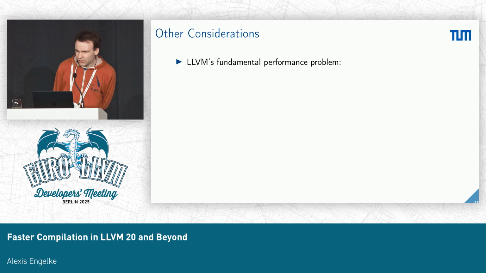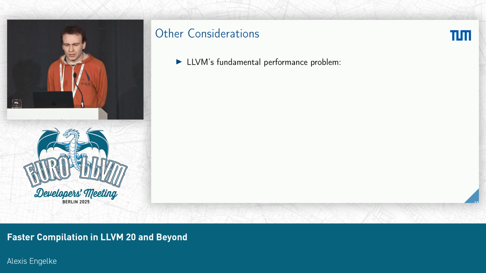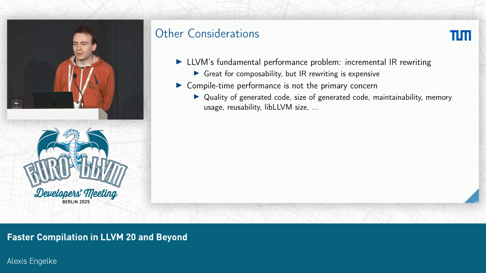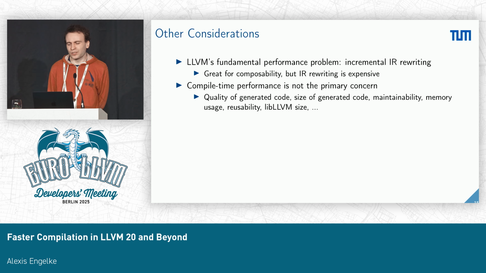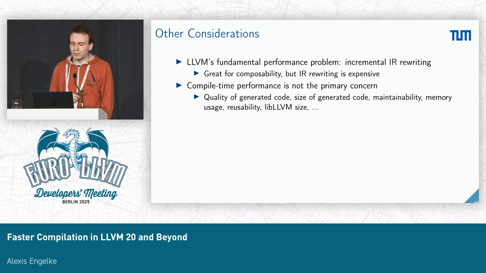Some more general considerations on LLVM backend performance. I think LLVM has a fundamental performance problem, which is unfortunately also its biggest strength, namely the incremental IR rewriting approach. Great for composability, but also very expensive. And the other thing is that compile time is often not the primary concern. There are other concerns, for example, the quality of the generated code, the size of the generated code, maintainability, memory usage, and so on. So there is always a trade-off to be made.